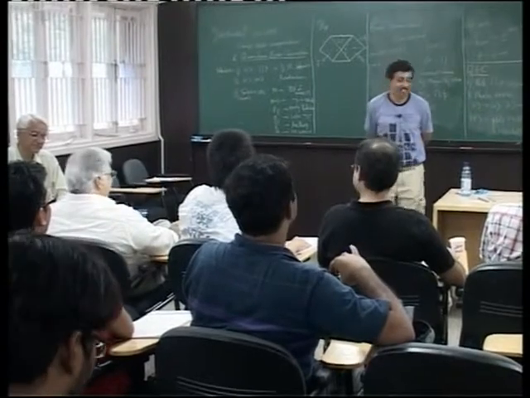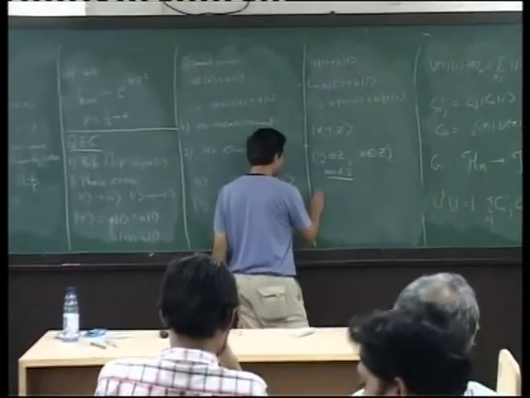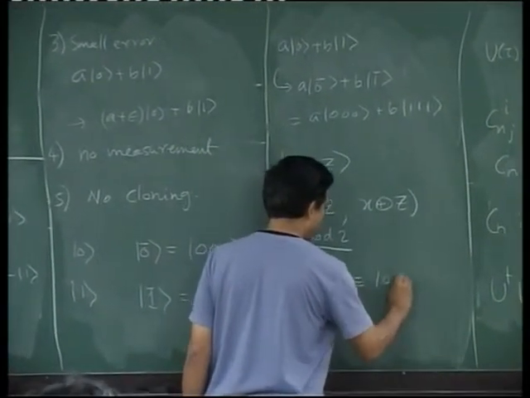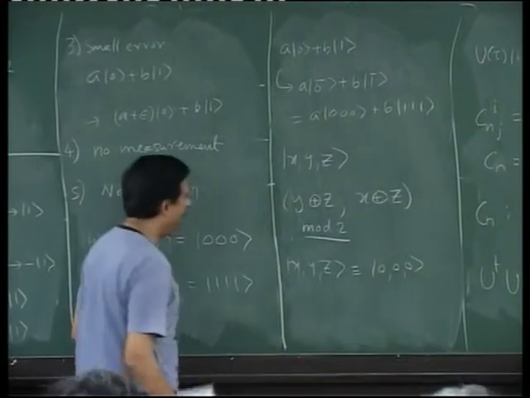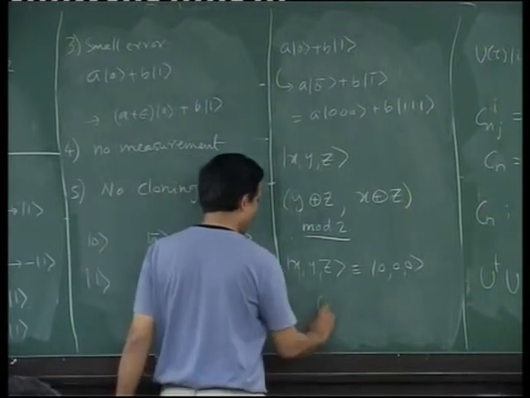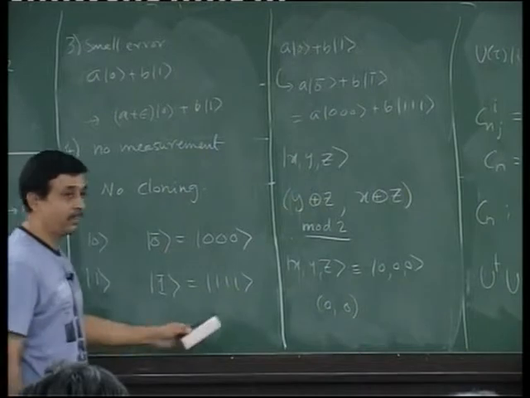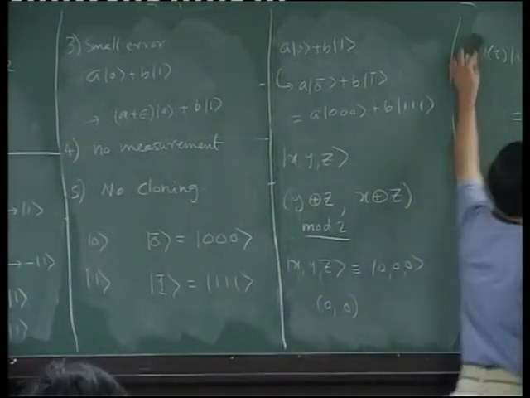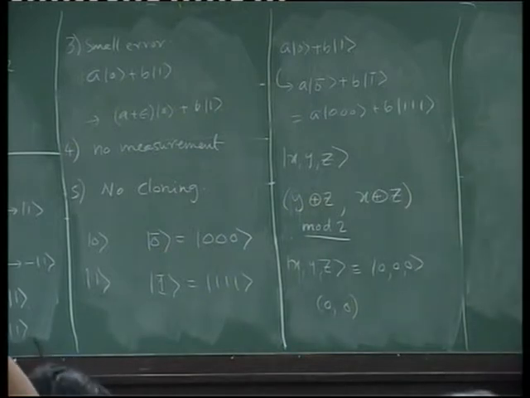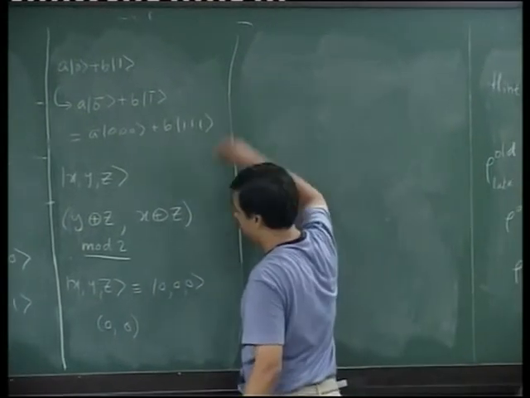Yeah. Okay, let's see. So let's take our state x, y, z to be 0, 0, 0. Okay, and then you operate these two fellows on this, and you get an answer 0, 0 for both of them. Okay, and you would say that therefore there is no error. If you act it on 1, 1, 1 also, you will find that there is no error because it is defined mod 2.